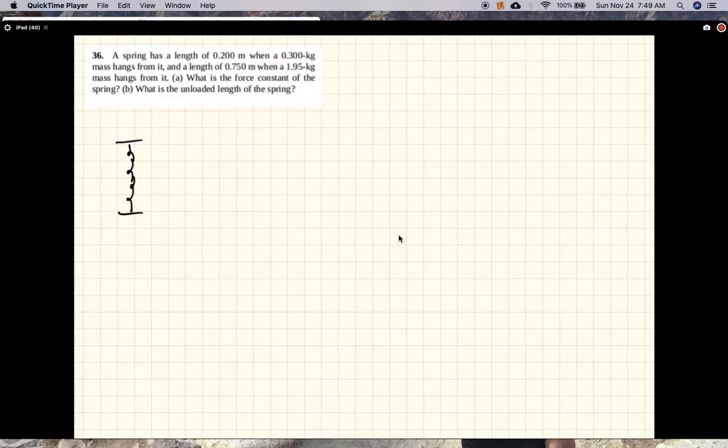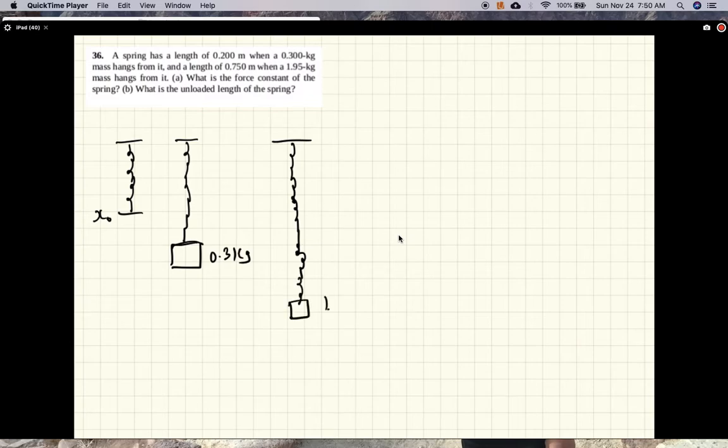Okay, so let's say this is the unloaded length of the spring, we'll call it x naught, and this is when 0.3 kg hangs on it. We'll call this x, well, that's 0.2 meters, and this is when 1.95 kg hangs on it.